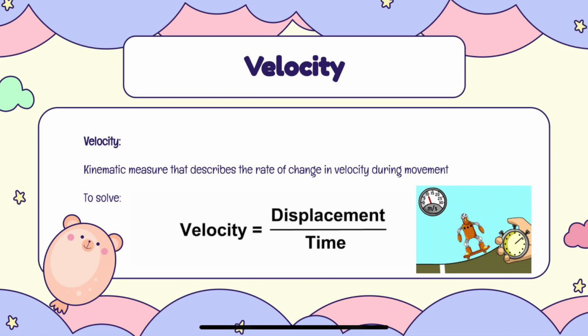The second kinematic measure is velocity, which involves the rate of change, or how fast the change in a position takes place, and its direction. To solve for velocity, it's also a vector quantity that describes change in position divided by change in time. So we would use the formula of velocity equals displacement over time to help us find how far, how long, or even how fast a movement took.